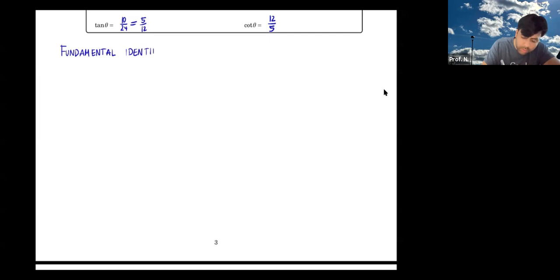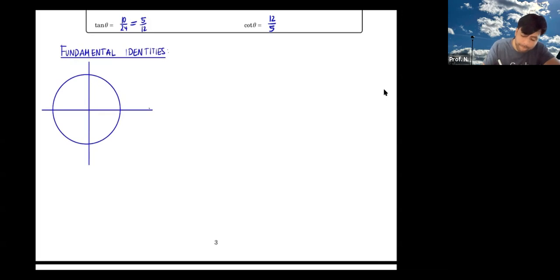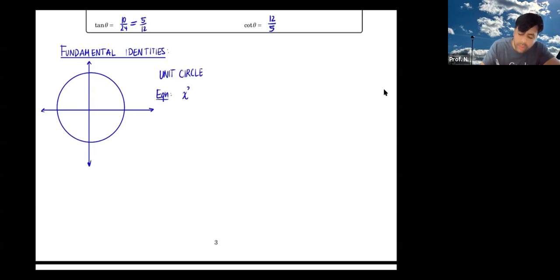And again, we're going to start this off with the unit circle. The unit circle is fundamental. So if we go back to the unit circle, remember we mentioned the equation. What's the equation of the unit circle? x squared plus y squared equals 1.